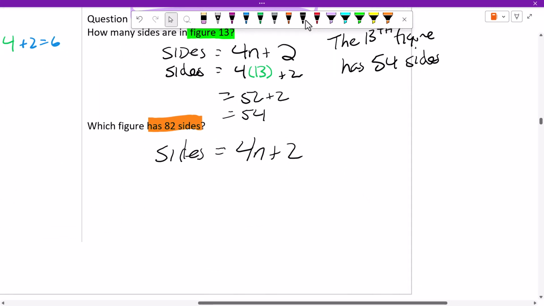Ruben: Can't you just minus 2 from 80, and then divide 80 by 4? Yeah, that's what we're going to do. Good logic. I think he did it without even using the equation, right? But we're going to set it up with the equation. So 82 goes in for sides, because that's what this represents. And Ruben is seeing the math in his head.